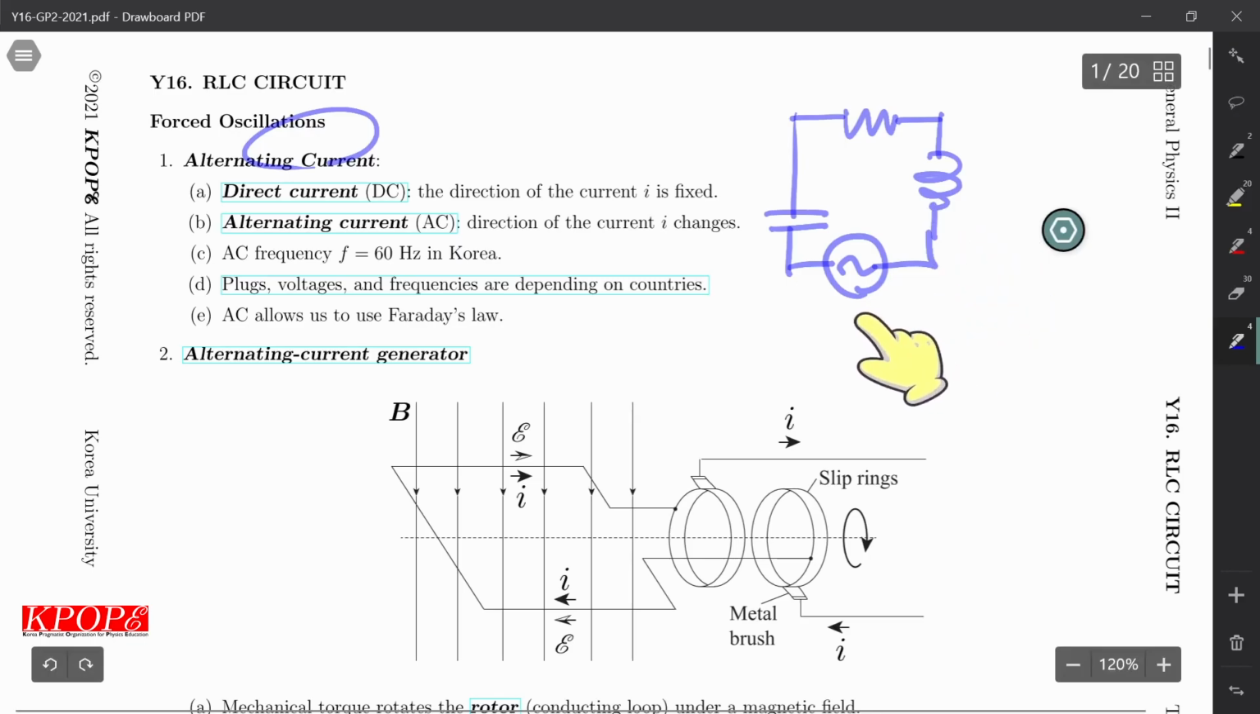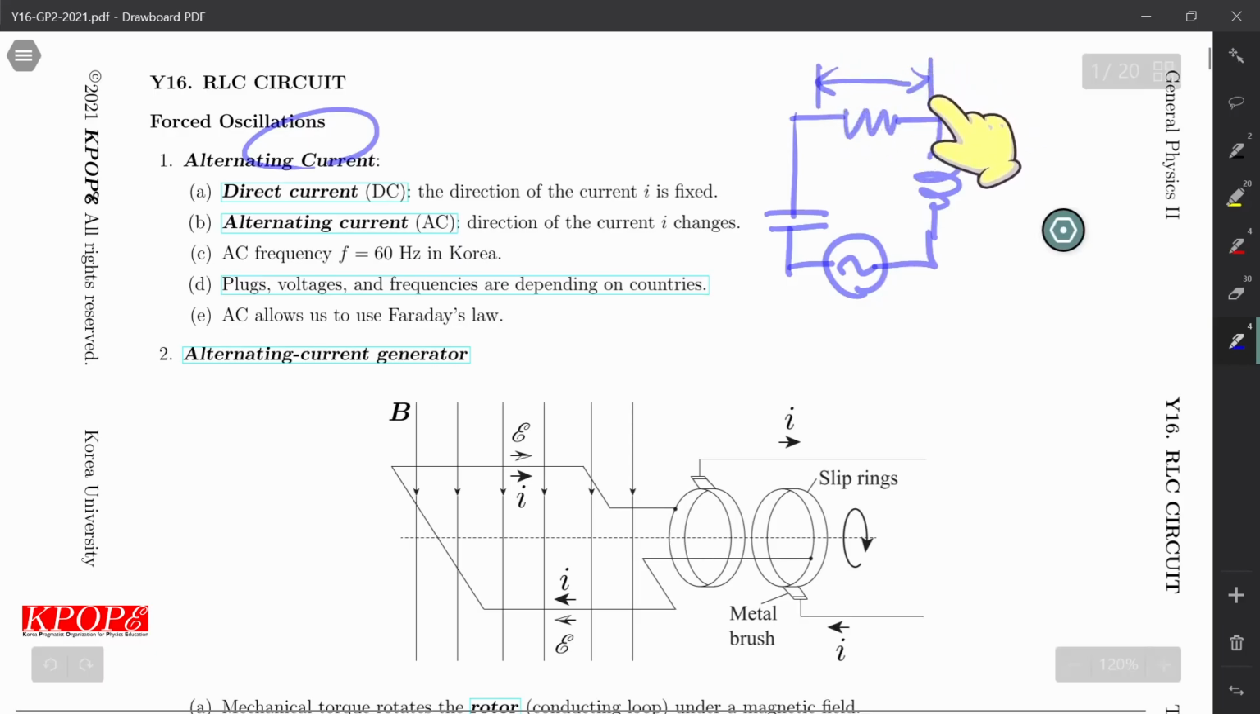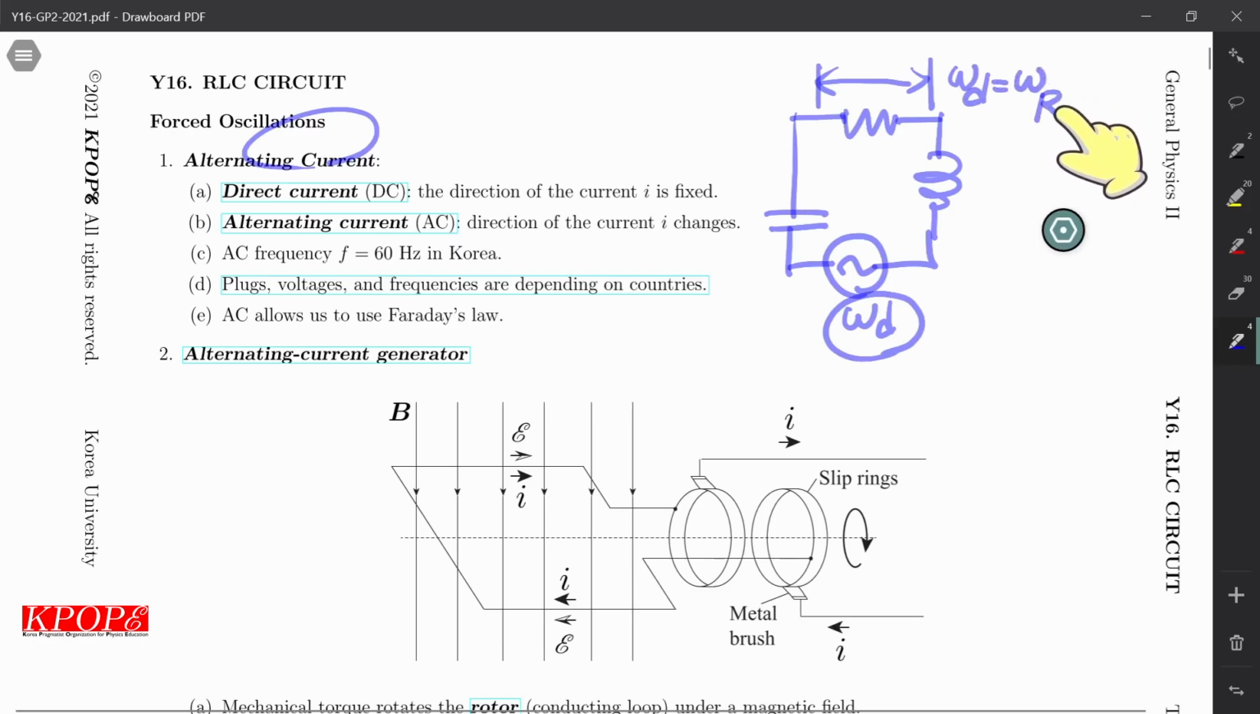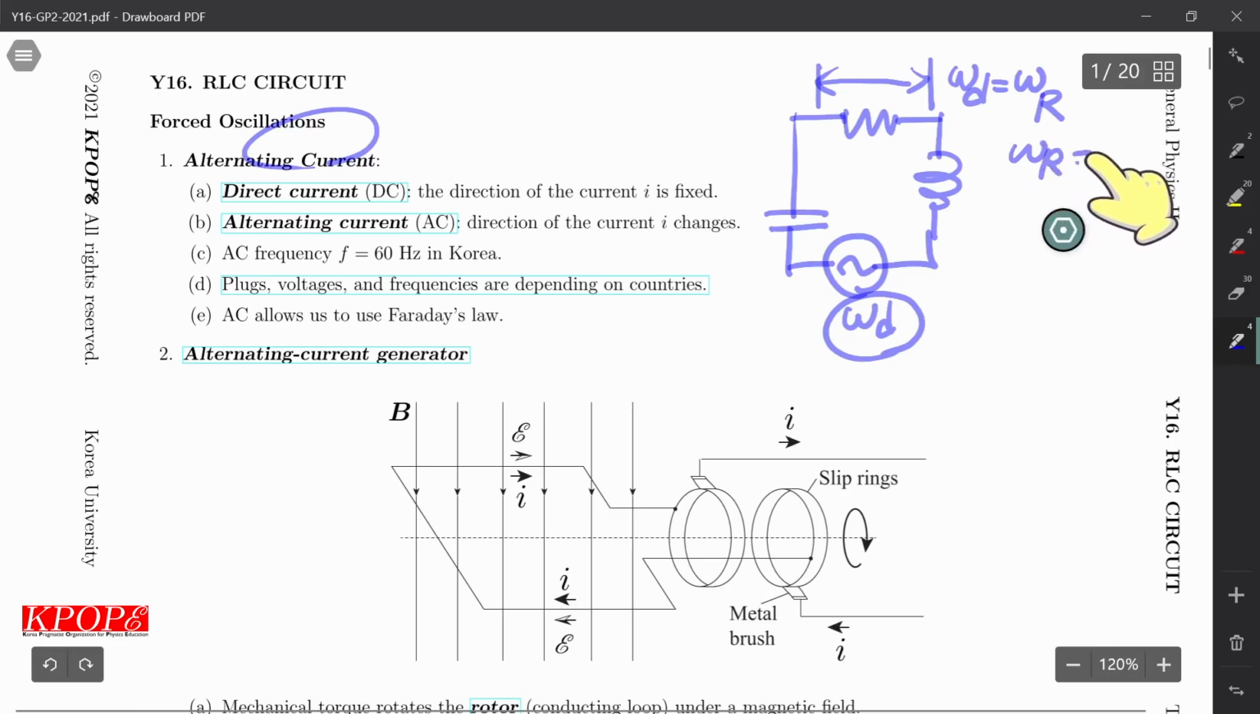And we learned that the output voltage of the resistor becomes maximum when omega driving, omega D, reaches the resonance frequency, and that resonance frequency was omega 0, that is 1 over square root of LC, the LC oscillator.